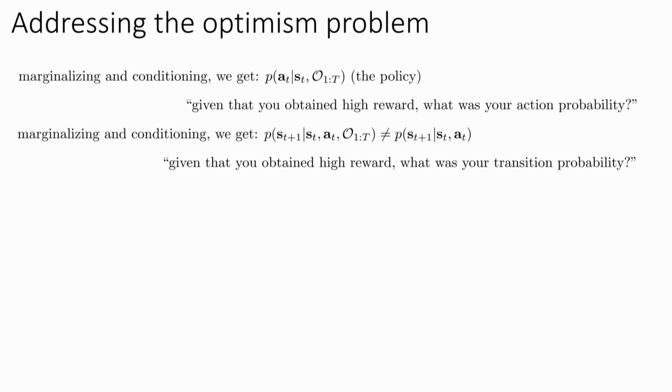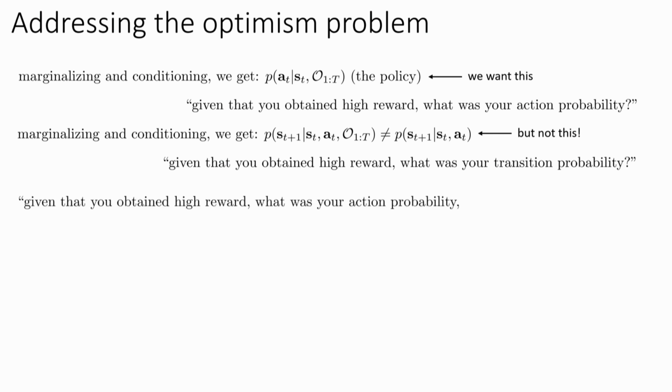So if you want to address the optimism problem, what you really need to do is ask a slightly different question. What you want is the top thing: given that you obtain high reward, what was your action probability? And you don't want that second thing, because that second thing basically amounts to assuming that you got luckier simply because you believe that you were being optimal. Some people do think this way. They think, well, because I'm so smart, I'll be getting luckier. But that's not really how the universe typically works for most of us.